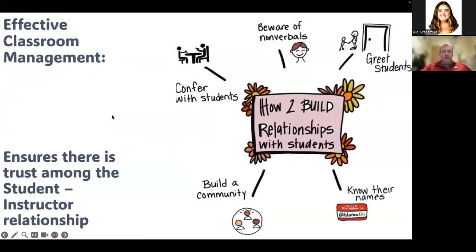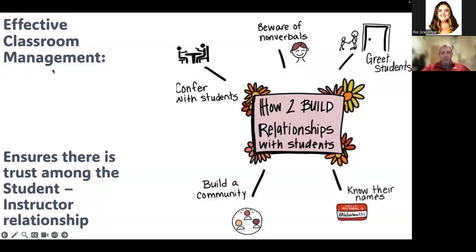Further, effective classroom management ensures that there's trust in the student-instructor relationship. I cannot express to you the importance of the trust of the student-instructor relationship. The student needs to be able to trust you that they can come talk to you about things involving class. And as you build that, they're going to trust you as much to come talk to you about things that are outside of the classroom as well.